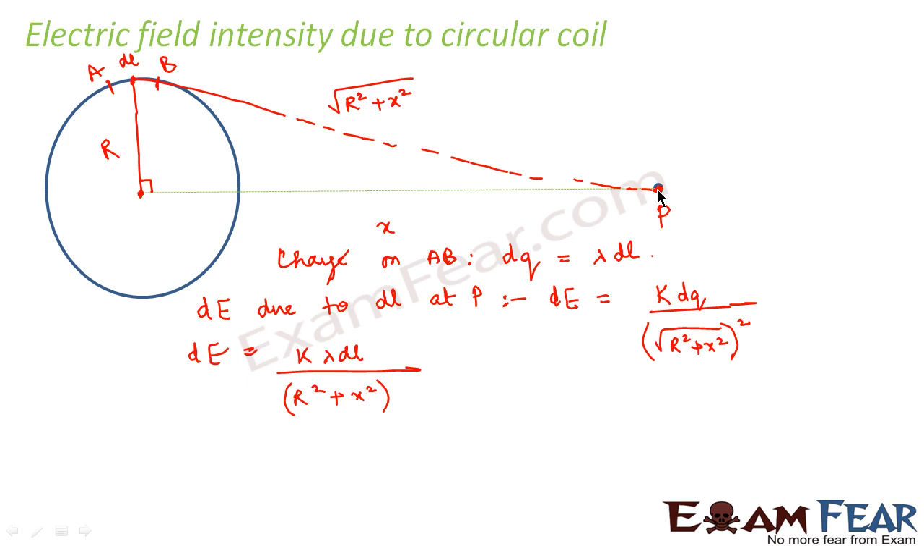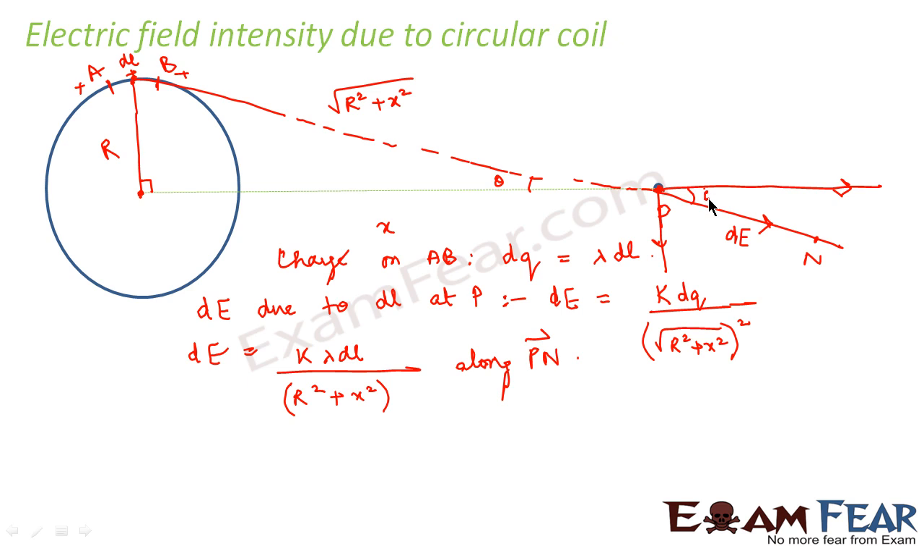Now what would be the direction of the electric field? Since we assume at this point a small positive test charge, and we also assume that the charge here is positive, therefore the electric field will act along this direction. So this would be the direction of dE. Let us call it N. So this dE will act along PN. Similar to the previous case, here also we can see that this dE can be resolved into horizontal and vertical components. If this angle is theta, this is also theta. So we call the horizontal component dE cos theta and the vertical component dE sin theta.